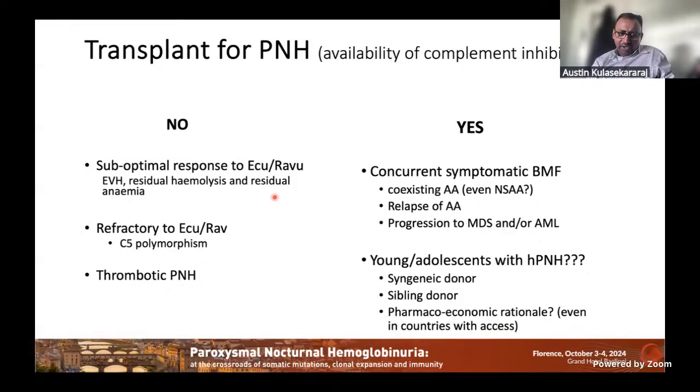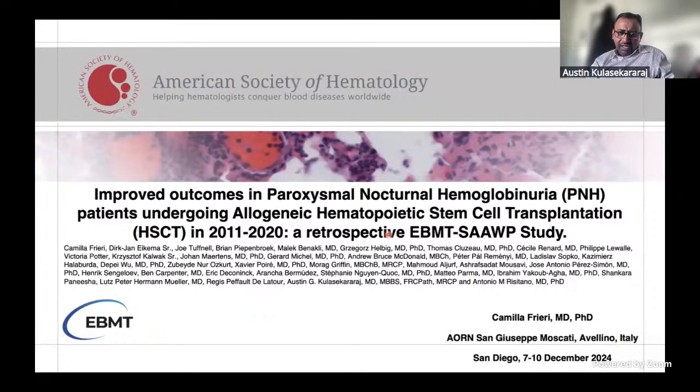I probably wouldn't present the next data. This was for people who want to look at it, the updated data of the EBMT aplastic anemia working group, where we looked at PNH and their outcomes after transplantation was presented, but happy to talk about it. But the long and short is the outcome seems to be better in this group of patients who had transplantation in this 2011 to 2020 period as well.